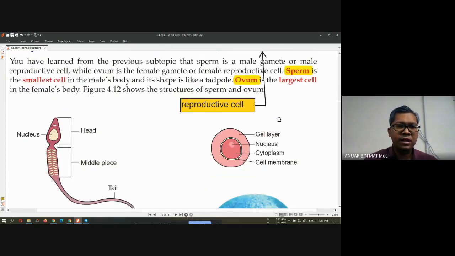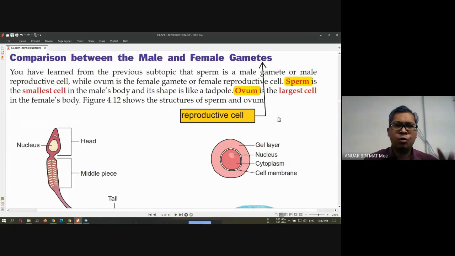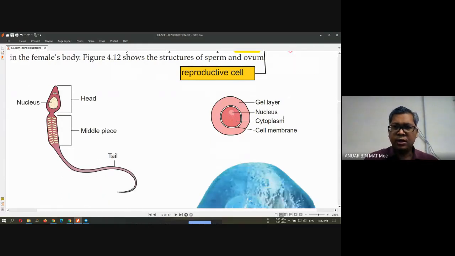So today we want to compare and contrast, the similarities and differences, between these two reproductive cells, or gametes. You must be able to identify the shape, the name and the parts of each gamete. We start from the male gamete, that is sperm.